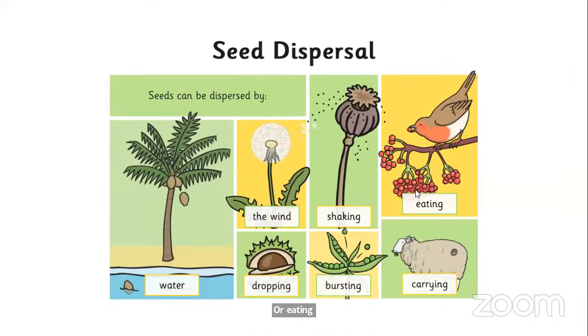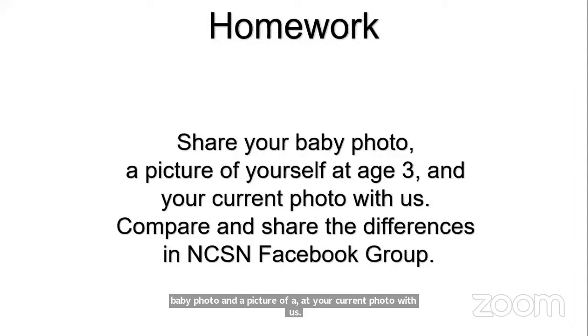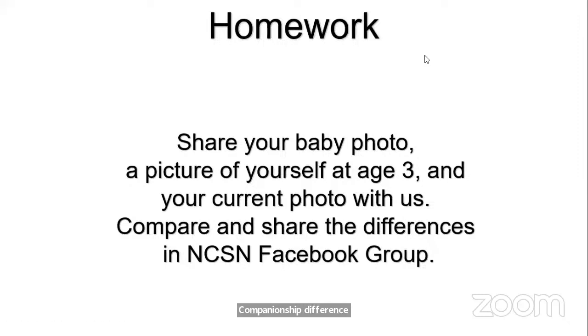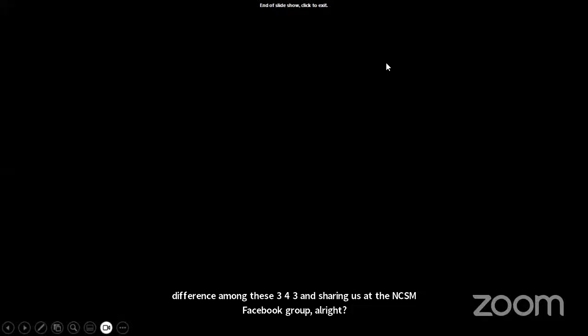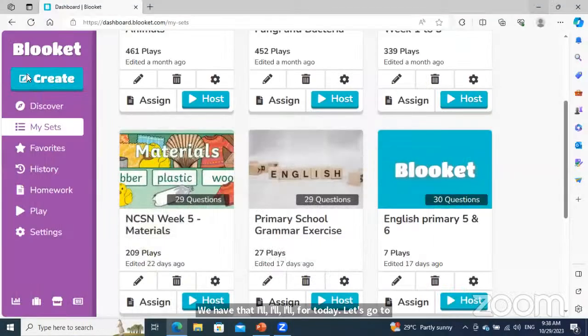So now, this is the homework for everyone. Share with us your baby photo, a picture of yourself at age 3, and your current photo. Compare and share the difference among these 3 photos in the NCSM Facebook group. All right. With that, I have simplified a lesson for today. Let's go to the booklet for today's lesson.